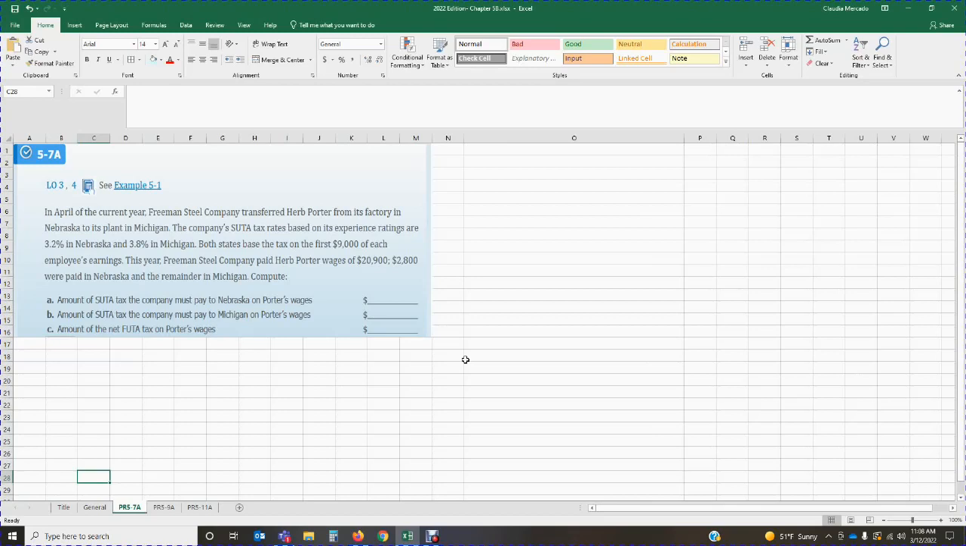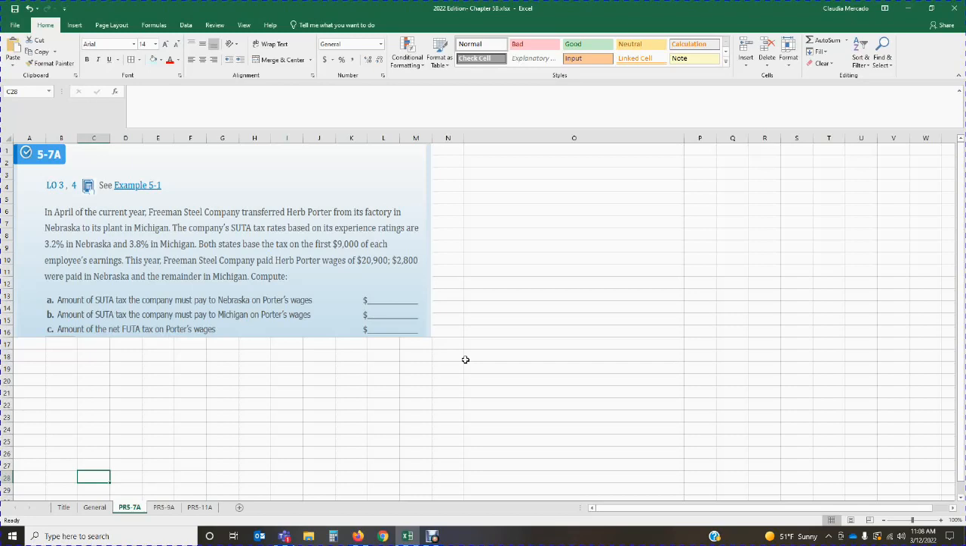Okay, so the problem reads, in April of the current year, Freeman Steel Company transferred Herb Porter from its factory in Nebraska to its plant in Michigan. The company's SUTA tax rates based on the experience ratings are 3.2 in Nebraska and 3.8 in Michigan. Both states base the tax on the first $9,000 of each employee's earnings. This year, Freeman Steel Company paid Herb Porter wages of $20,900. $2,800 were paid in Nebraska and the remainder were paid in Michigan.